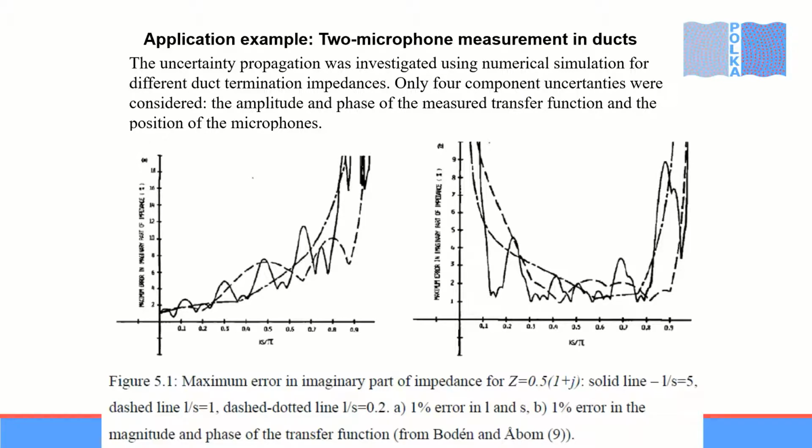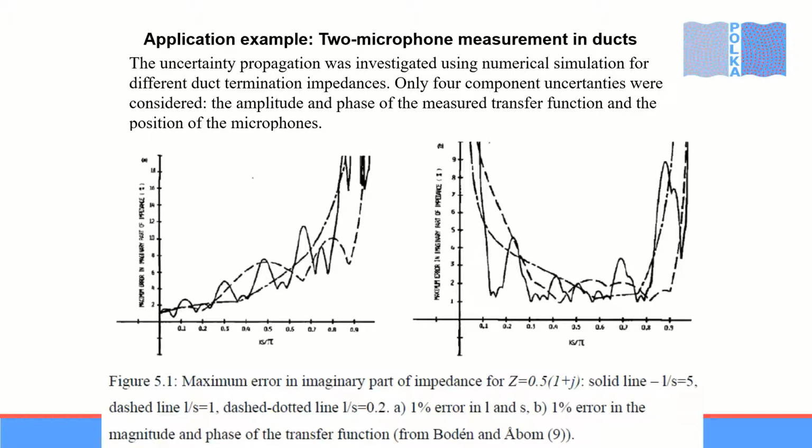So these are errors in the impedance that was calculated based on, curve A, errors in the microphone positions, which I call L and S, and curve B, errors in the measured pressures or transfer function, the frequency response function, in the amplitude and phase.